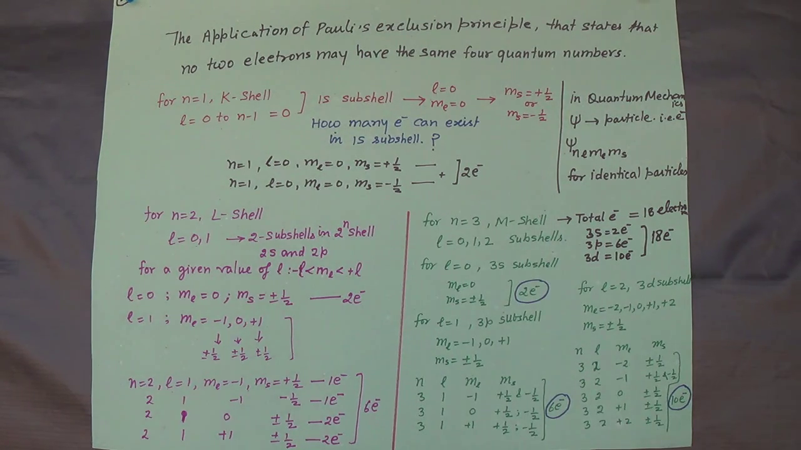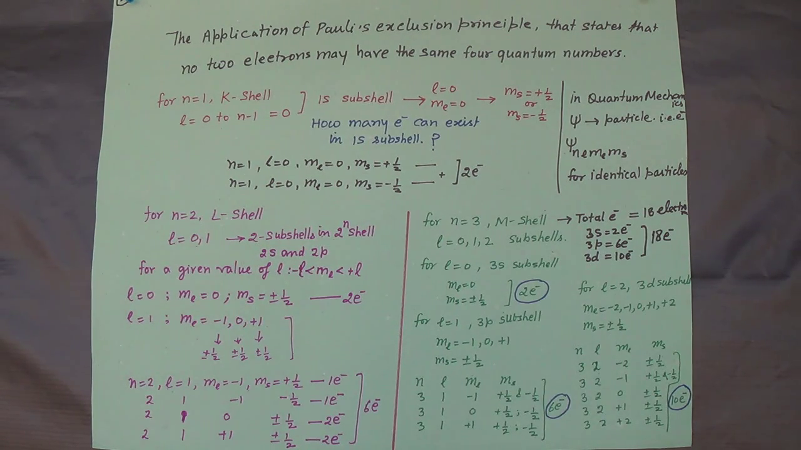Then I discussed the quantum numbers, which are important to understand the concept of energy bands in solids. But before we go into the details of energy bands in solids, it is important that we understand clearly the four quantum numbers. So in these slides I have discussed the Pauli exclusion principle.